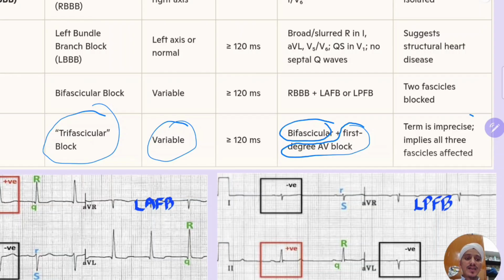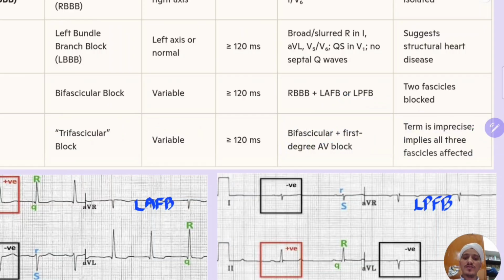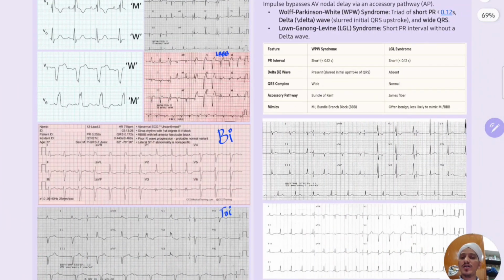So the term is imprecise actually. It implies all the three fascicles are affected, but that is not the case, as I have said, I was also wrong. Actually there is bifascicular block along with first degree AV block, which is known as trifascicular block. That we will see. First we will see the bifascicular block.